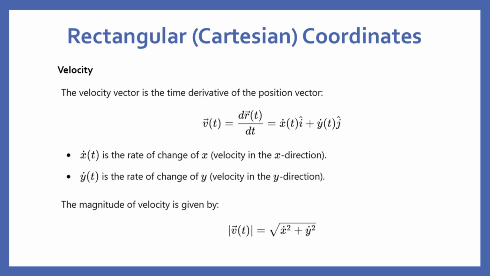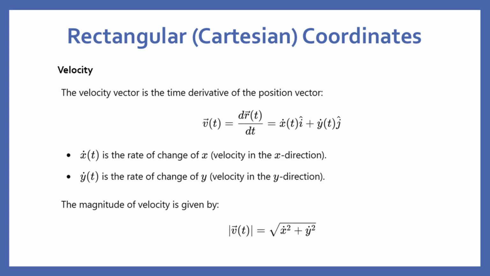Velocity is more than just speed. It's speed with direction. In rectangular coordinates, we break velocity into its x and y components. This means we can understand not just how fast something is moving, but exactly where it's going. Picture an arrow that shows both the speed and direction of motion.